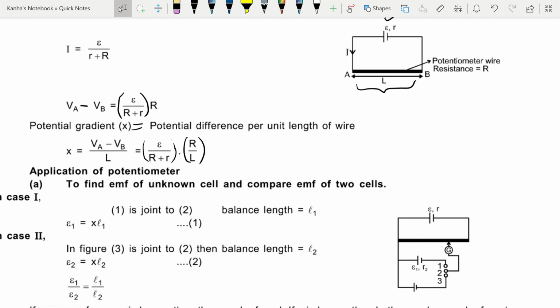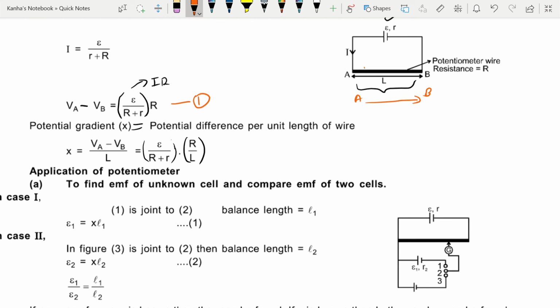Now from the wire you can see that the potential drop across the wire is equal to the current I into the resistance of the wire. Okay, so this is an important thing that you should remember from here, that you can easily find a potential gradient. So as you start moving from the point A to the point B, your potential starts to drop.